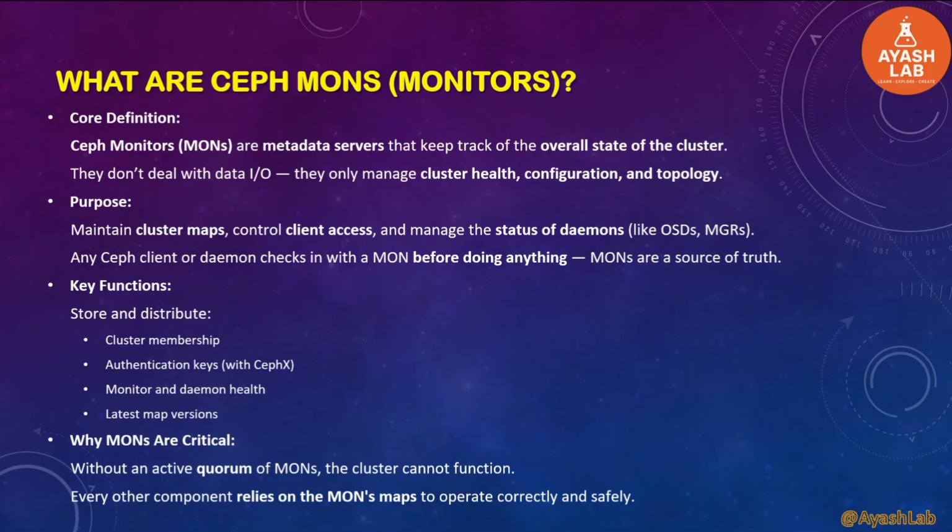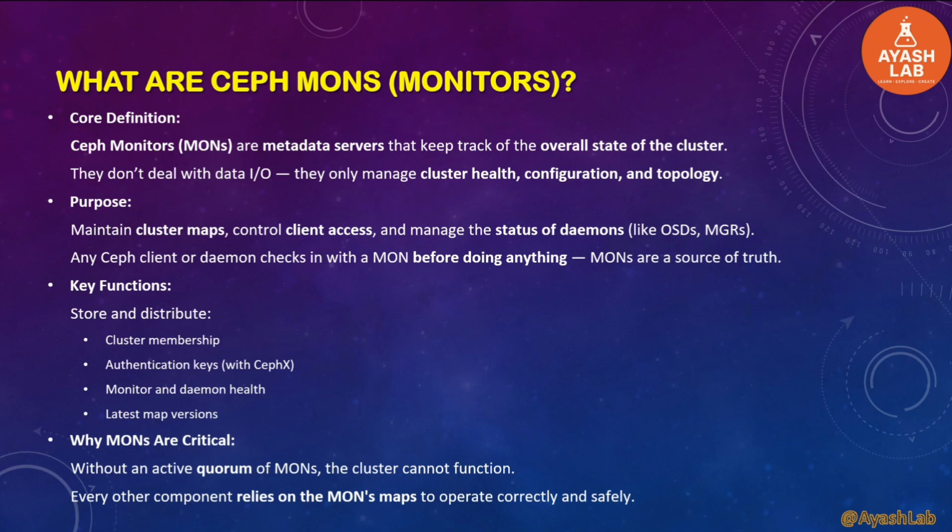So if OSDs are like delivery trucks moving packages, here we mean the data, then MONs are like the GPS system that keeps monitoring and tells them where to go and whether the roads are safe or not. So this is how the MONs help.